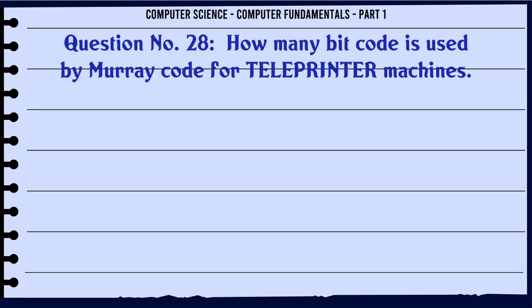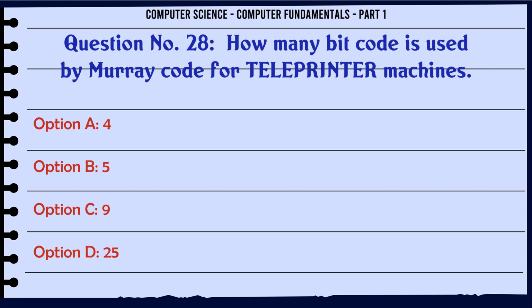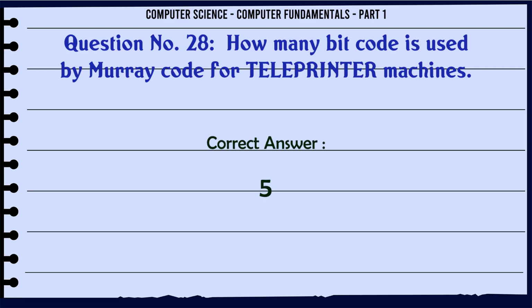How many bit code is used by Murray code for teleprinter machines? A. 4. B. 5. C. 9. D. 25. The correct answer is 5.